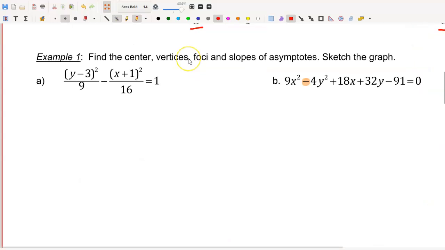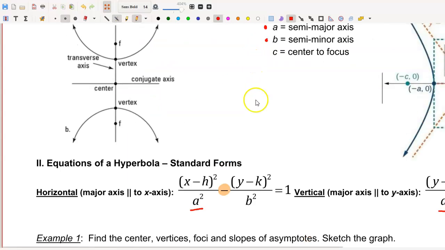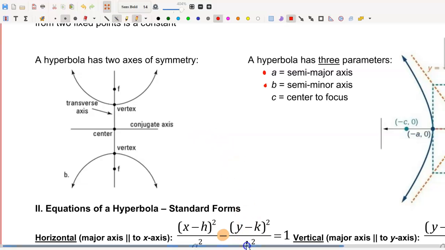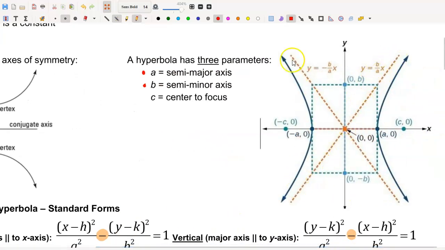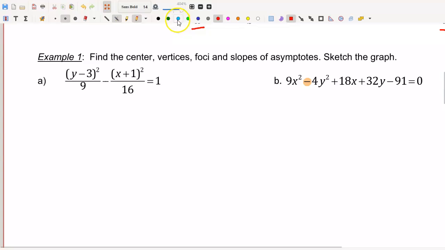All right, so let's get right to it. Find the center, find the vertices, find the foci. We're going to have these asymptotes, right? That's what we have right here, these dotted lines. And we just need to find the slopes of them, just by finding the rise and the run. All right, so first things first. Let's do center and just write it out.